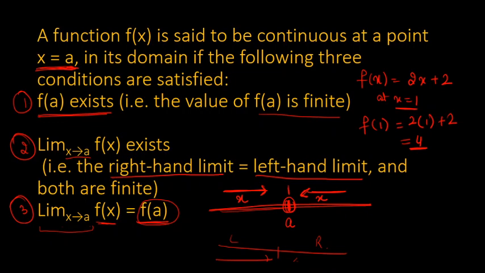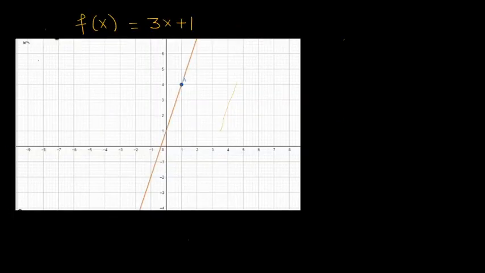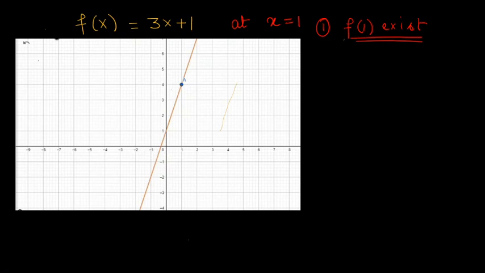So let's discuss some examples so that the definition of the continuity at a point should be more clear. Let's move. Suppose we have a function f of x is equal to 3x plus 1 and we have to check its continuity at x is equal to 1. Now, to check the continuity, first of all, we should prove that f of 1 exists. We have to check that whether the function exists or not.